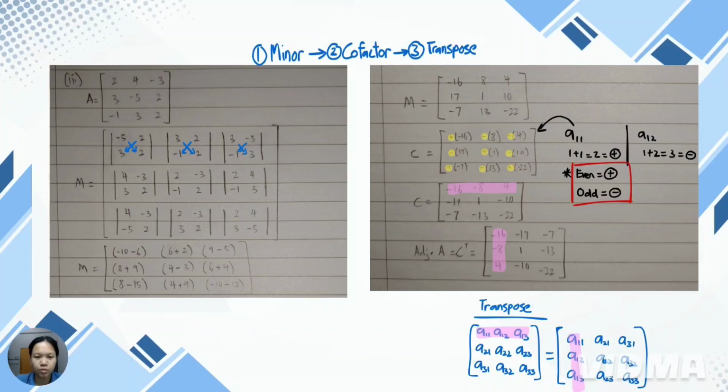After we've done the cofactor step, we move on to the last step, which is transpose. So transpose means that we convert the rows into columns. For example, negative 16, negative 8, and 4 become a column. And the second row and third row are also converted to columns. So the final answer is calculated.